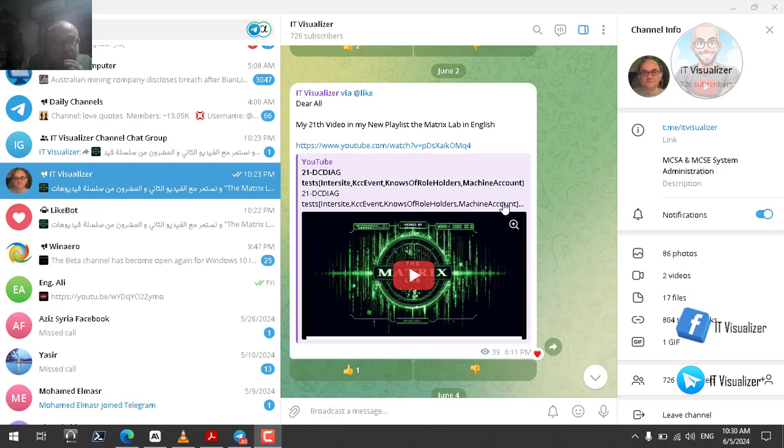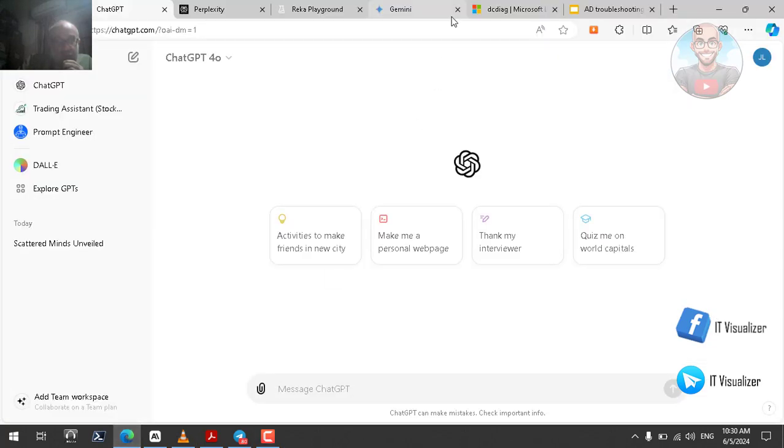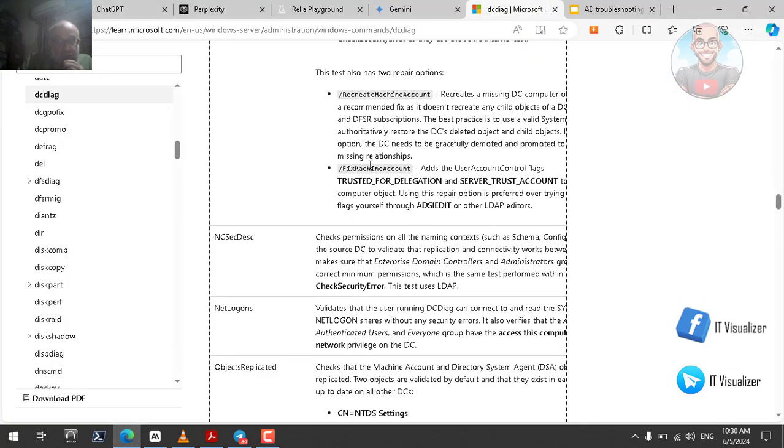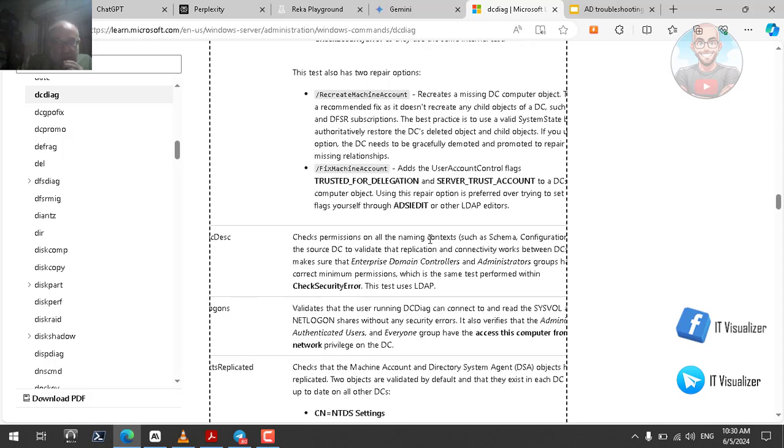Today we will continue working with the various DCDIAG tests. We will today talk about this test, which is called, let me get it from the official Microsoft website, something called NCSecDesc. I think this is called NCSecDesc. We will today talk about this test, which in simple terms, as you can see here, is called check permissions on the naming context.